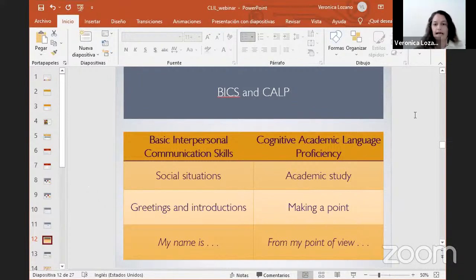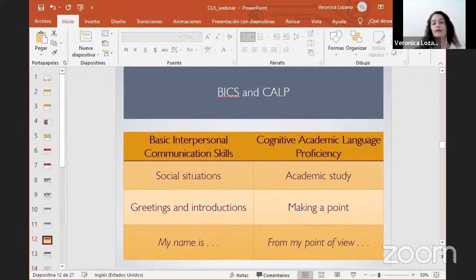And on the other hand, on the other side, we have cognitive academic language proficiency, or CALP. This is the language that we need for academic study. For example, if you're making a point or you're helping your students make a point, asking your students to make a point, maybe you would be looking at structures like this one, from my point of view.